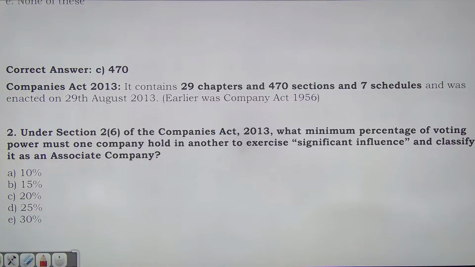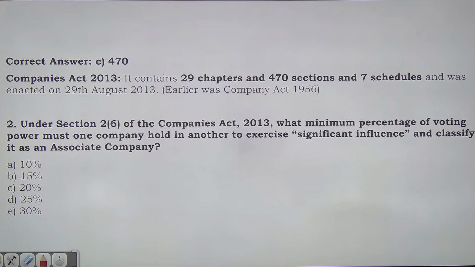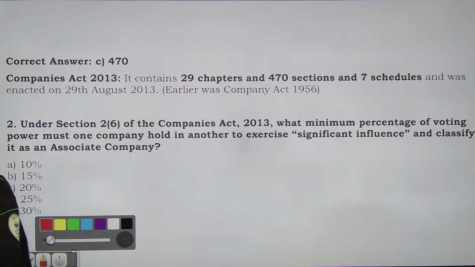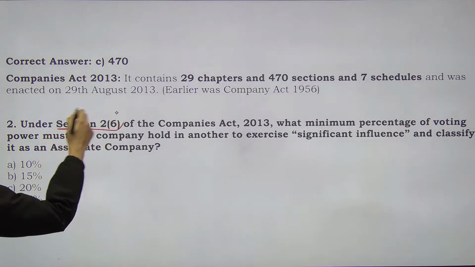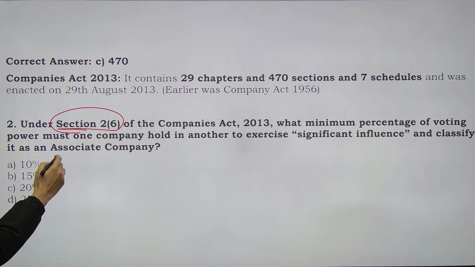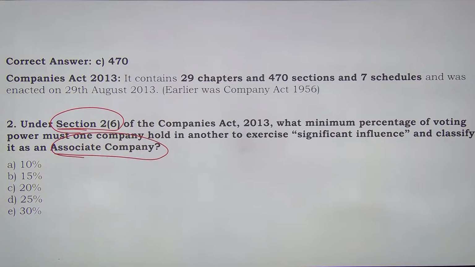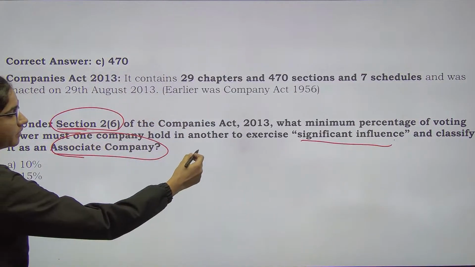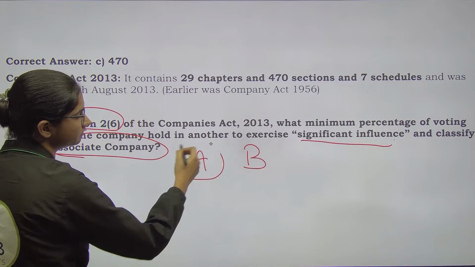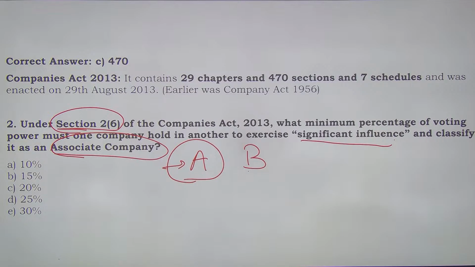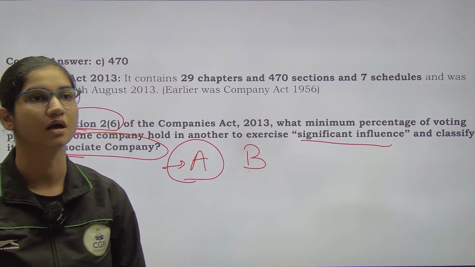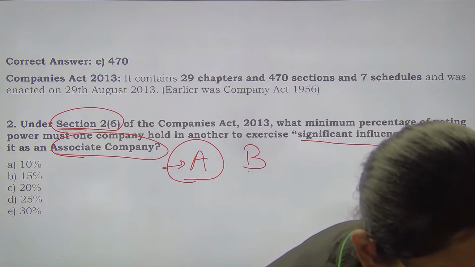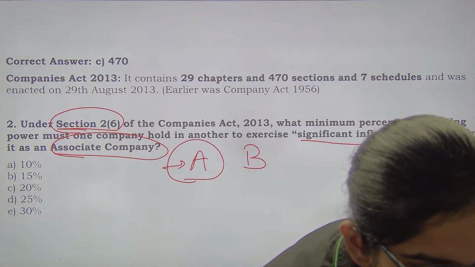Next question is asking you about the section number related to a particular type of company. We have studied in our classes that there are different types of companies. So this question is asking you, according to section 2 subsection 6, there is a particular type of company which is known as the associate company. So what will be known as the significant influence? If there is a company A that is having a significant influence in company B, how much percentage of voting power should company A have in order to have a significant influence in company B? That is the point this question is trying to ask you. Please let me know the answer.